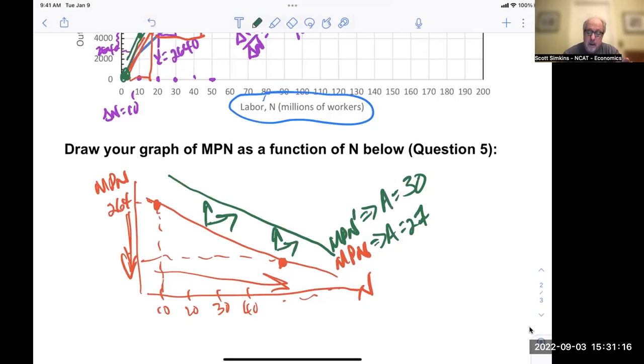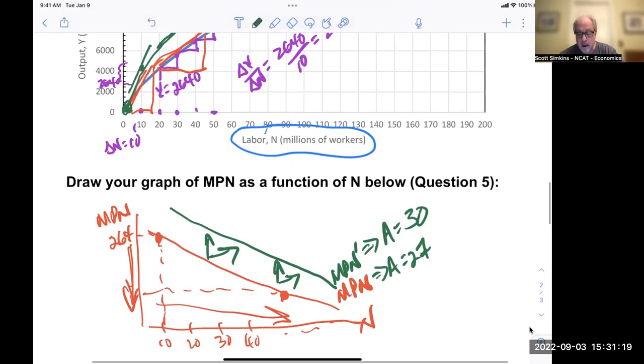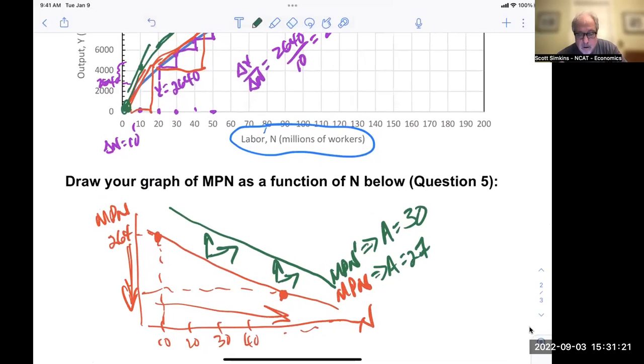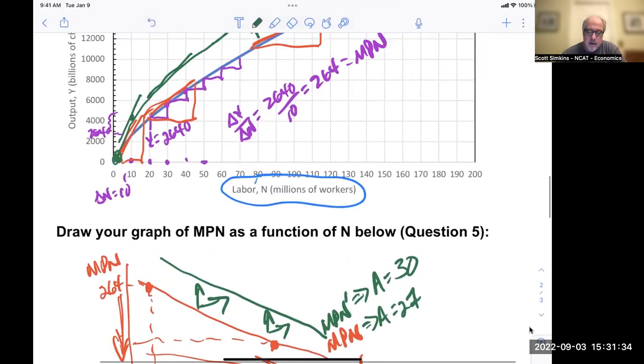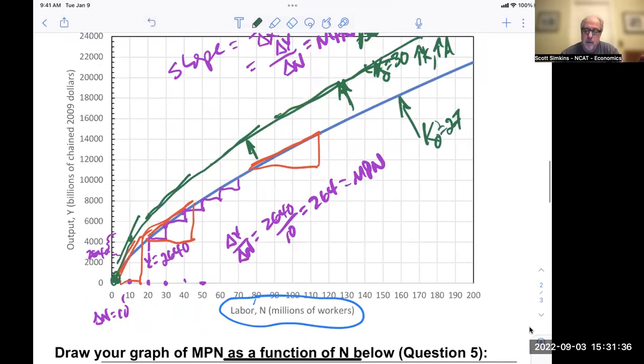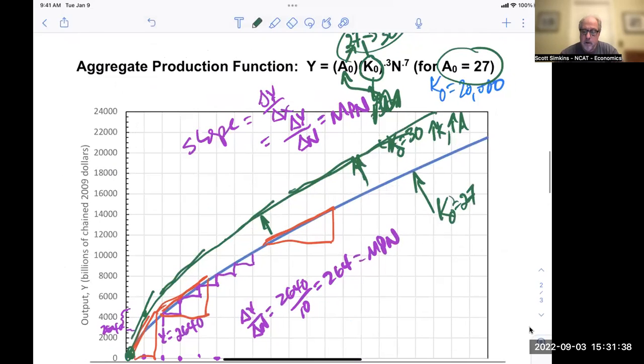So let's just dissect that for a minute. Let's think about the economics. That's the math, and that's what I'm having to do, a simple algebraic problem, very specific, just with numbers. But the takeaway from this should be a broader one. We have a production function. We can show what that looks like. That's that blue line. That's when A equals 27, K equals 20,000.